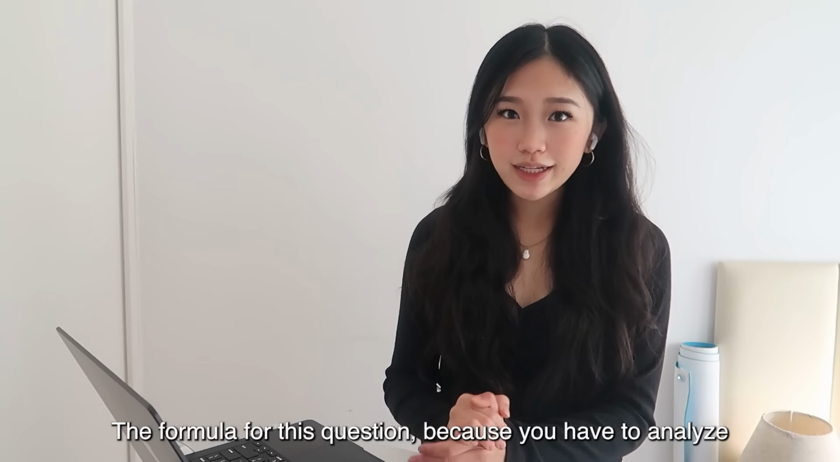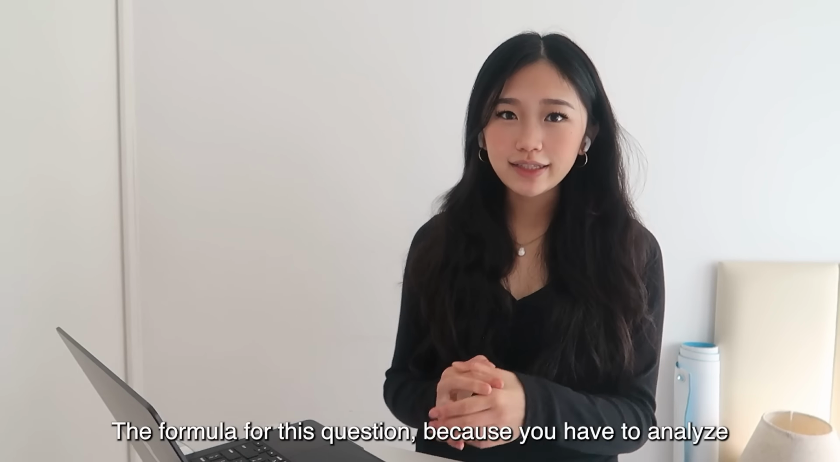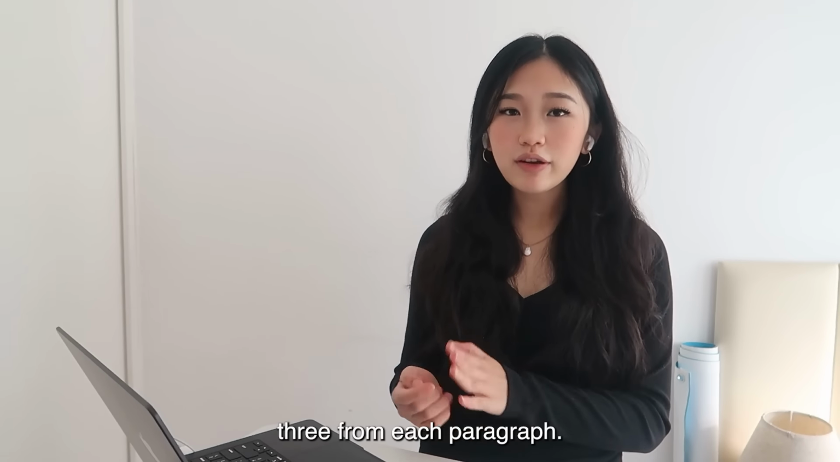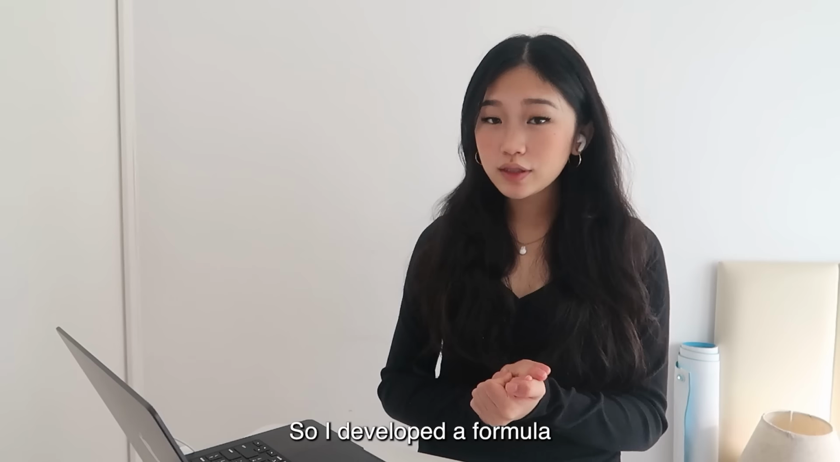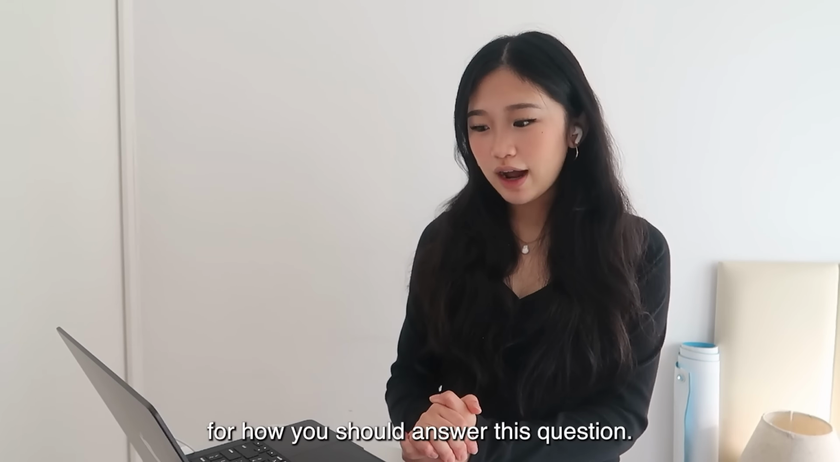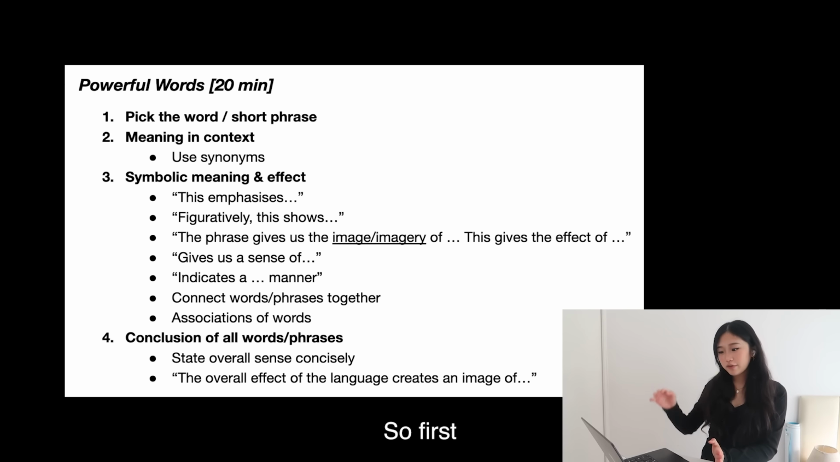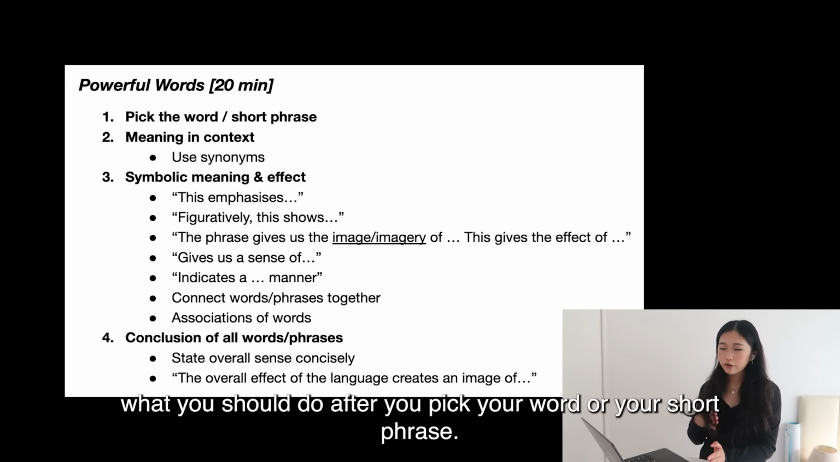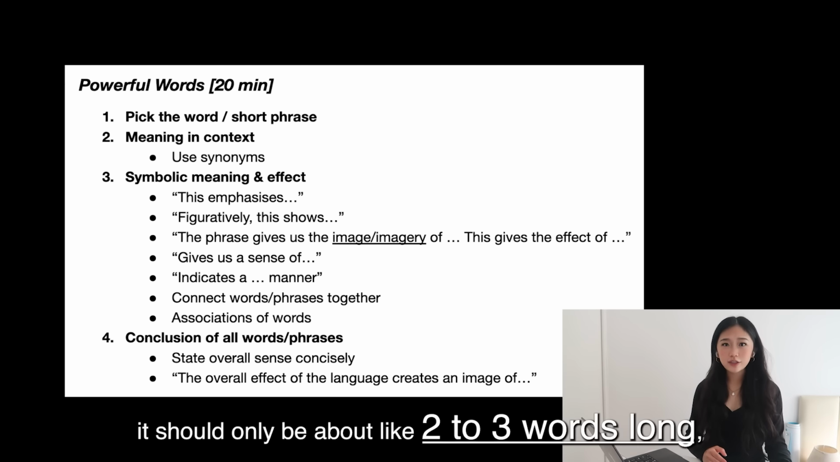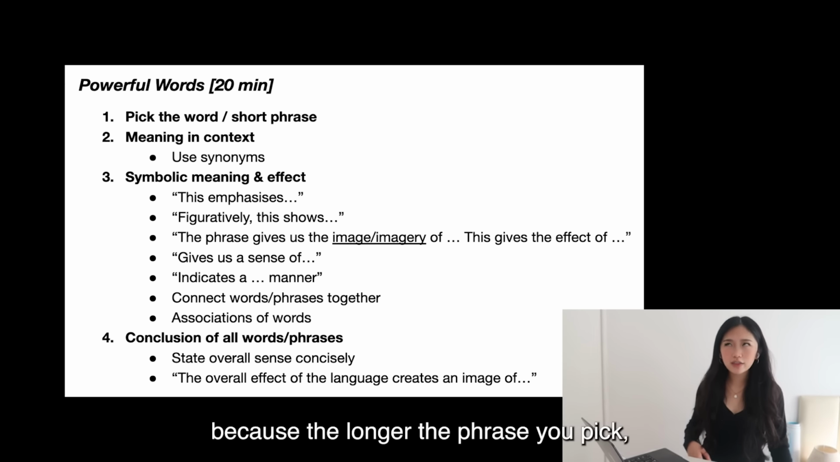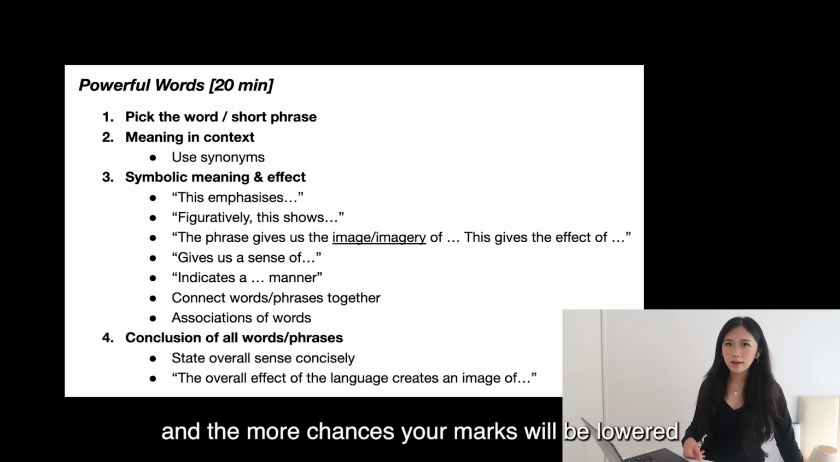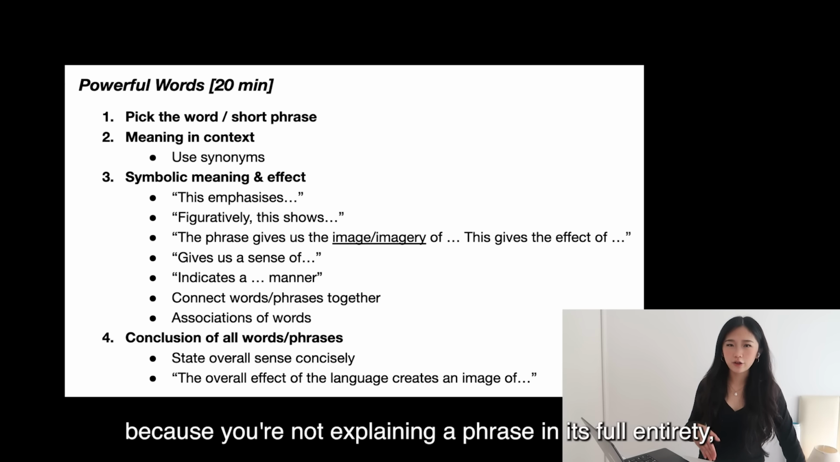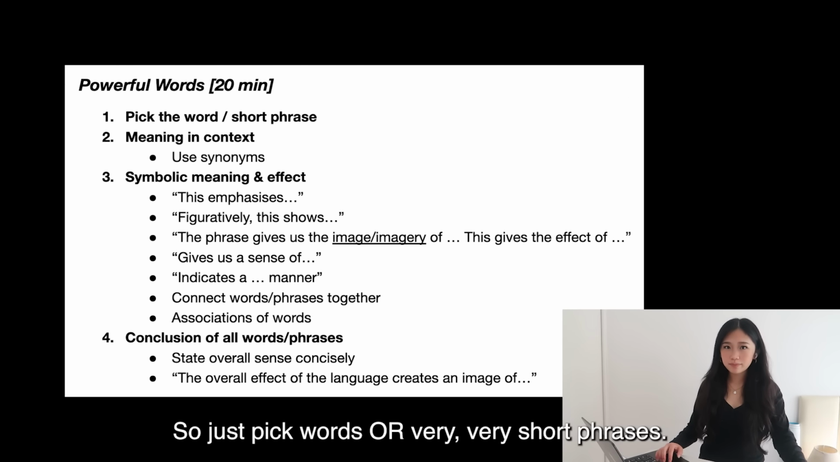The formula for this question, because you have to analyze 6 different words or phrases, 3 from each paragraph, so you have to do this quick. So I developed a formula for how you should answer this question. So first, what you should do after you pick your word or your short phrase, keep in mind if it's a short phrase, it should only be about 2 to 3 words long, because the longer phrase you pick, the more you have to explain, and the more chances your marks will be lowered because you're not explaining a phrase in its full entirety, if that makes sense. Yeah, so just pick words or very, very short phrases.